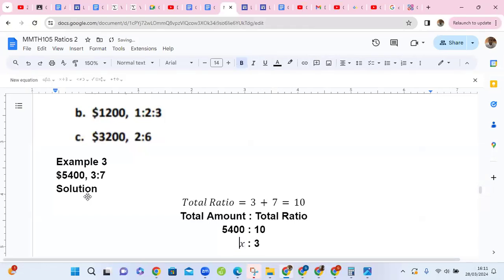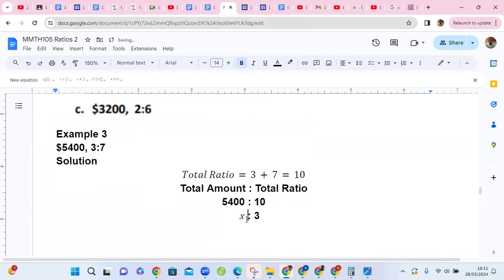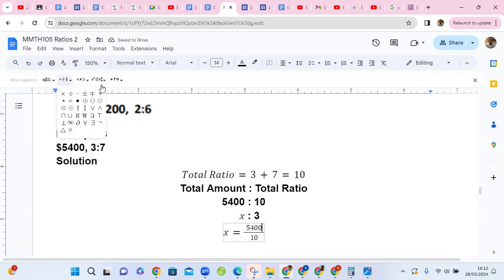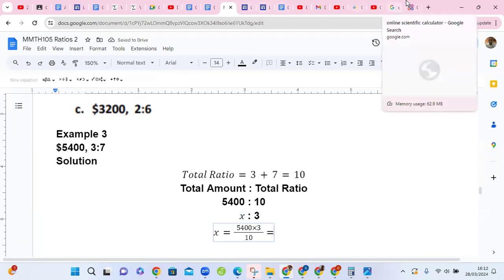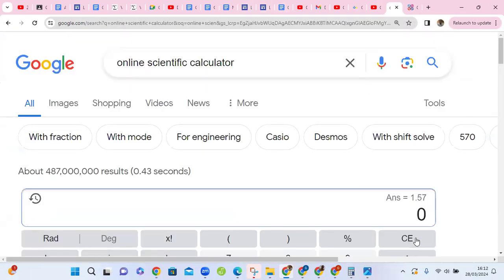Okay, so now we are going to apply cross multiply and divide. We've got to divide by the number diagonally away from the letter. We have to divide by 10. So X now will be equal to division by 10 of 5,400 times 3. We can easily do that in our online calculator. 5,400 times 3, that's 540 times 3. Because 5,400 divided by 10 is 540. 540 times 3 is 1,620.